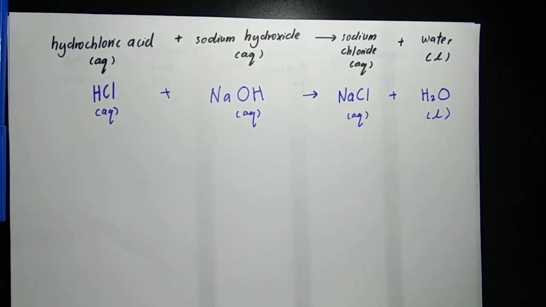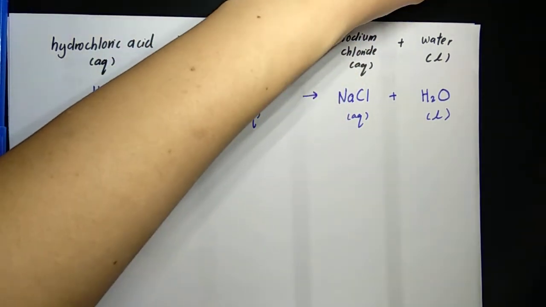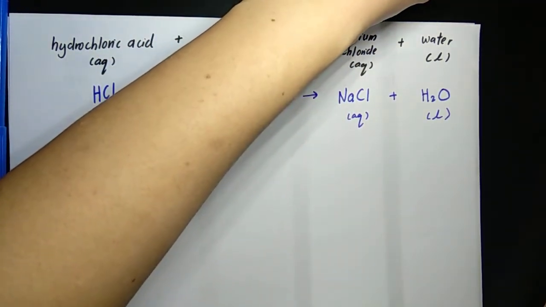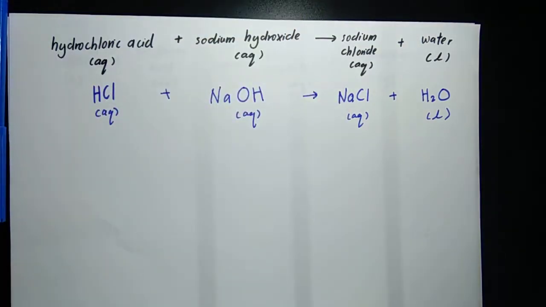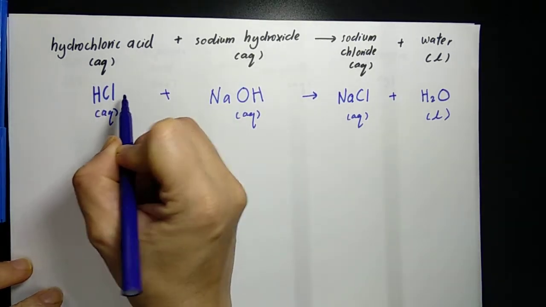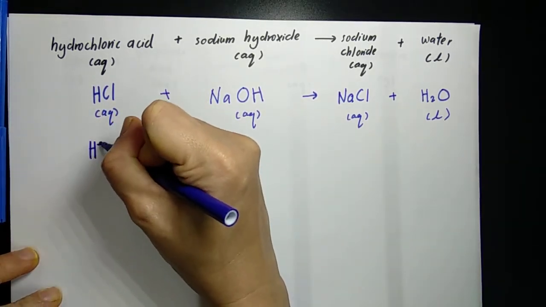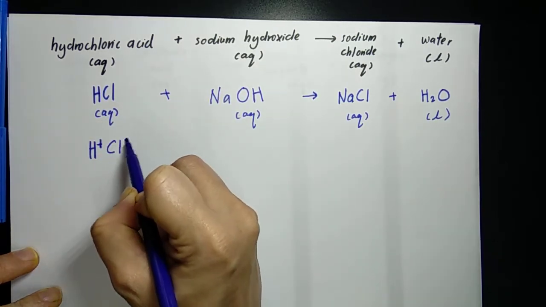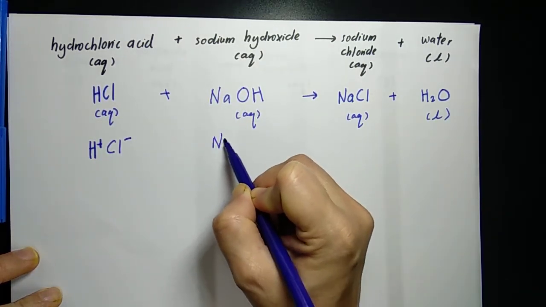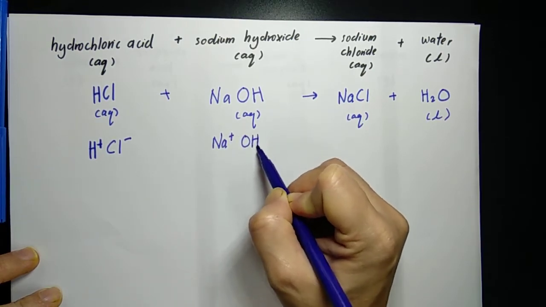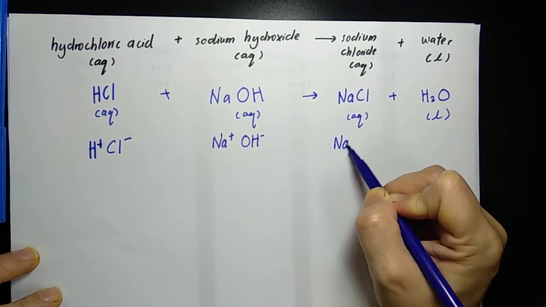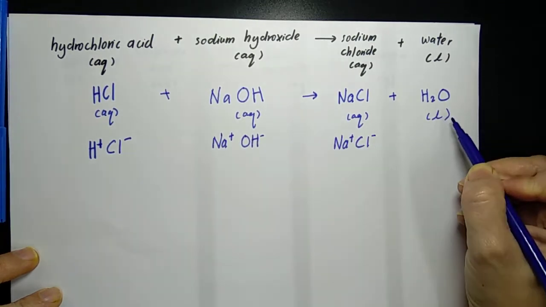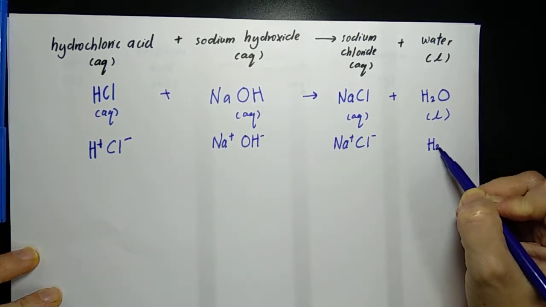Now what we're going to do is convert this chemical equation into an ionic equation. We need to find out who are ions and who are not ions, who are molecules. So HCl in aqueous is a hydrogen ion and a chloride ion. In NaOH, it is a sodium ion and a hydroxide ion. In NaCl, it is a sodium ion and a chloride ion. H2O is a liquid, it is a molecule.